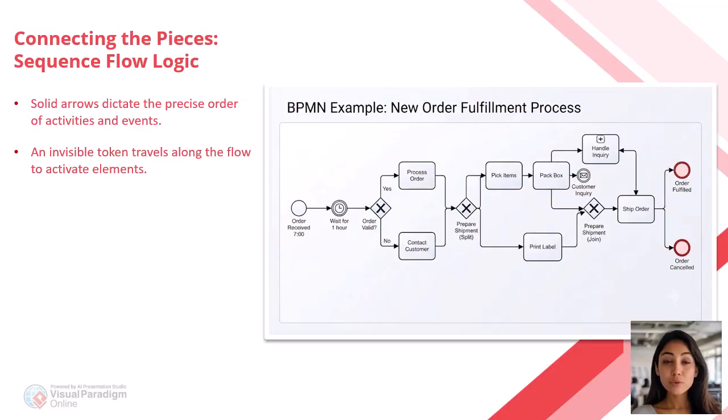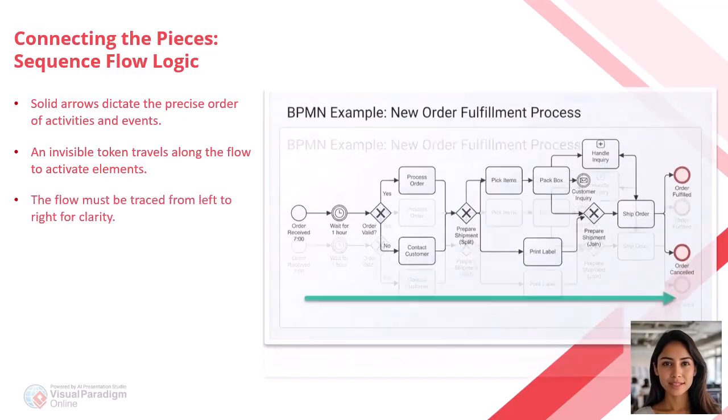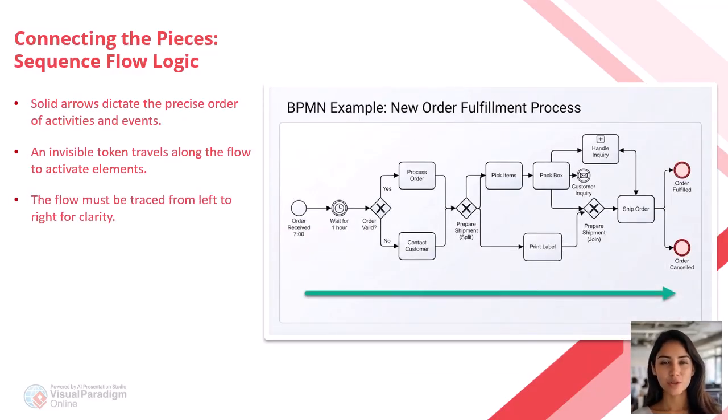Imagine a token moving from the start event to the end. It activates each element it touches, ensuring that the process moves forward step by step. Reading the diagram from left to right allows analysts to easily trace the journey of the token. This standard orientation makes complex processes easier to understand.